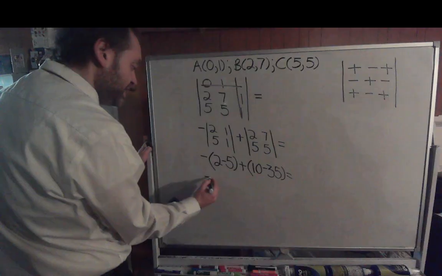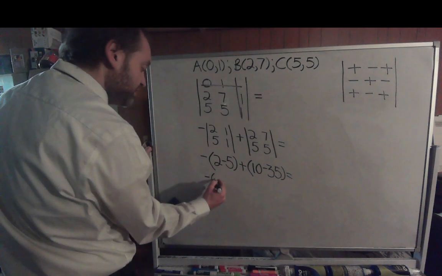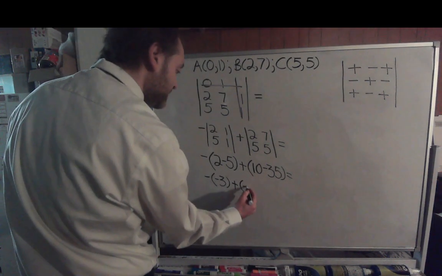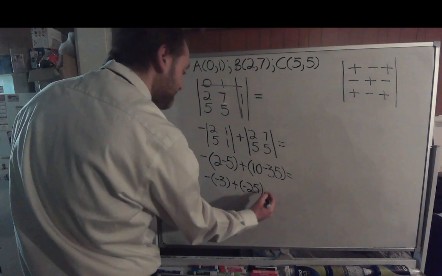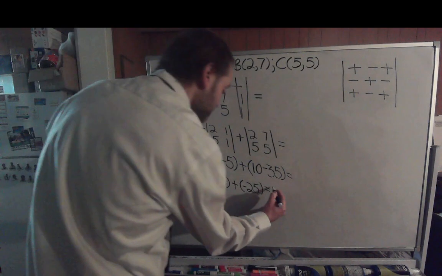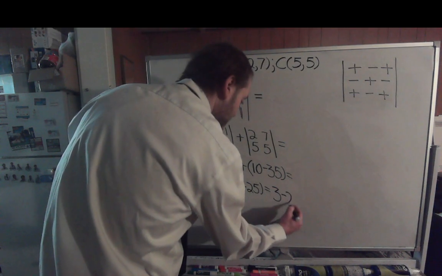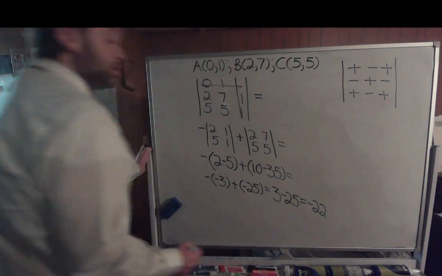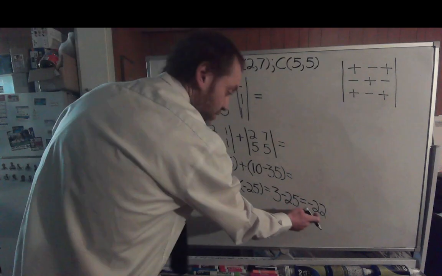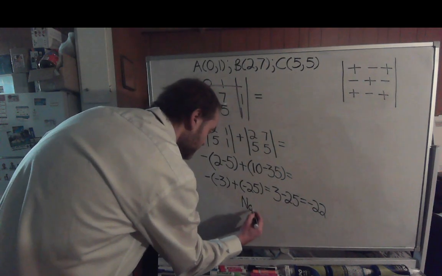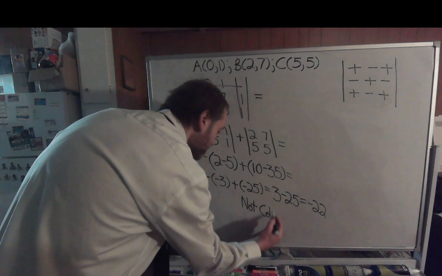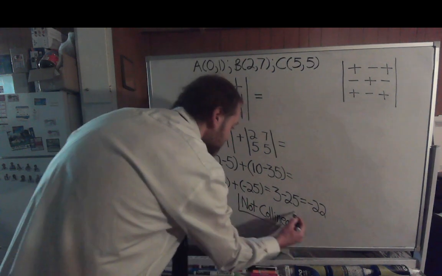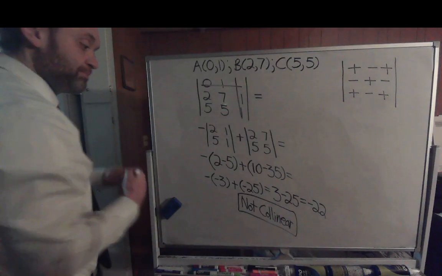Which would be equal to negative of 2 minus 5, which is negative 3, plus that 10 minus 35 is negative 25. Well, negative of negative 3 is positive 3, then minus 25. 3 minus 25 equals negative 22. So the determinant is not 0, it's negative 22, so these 3 points, therefore, are not collinear since the determinant does not equal 0.